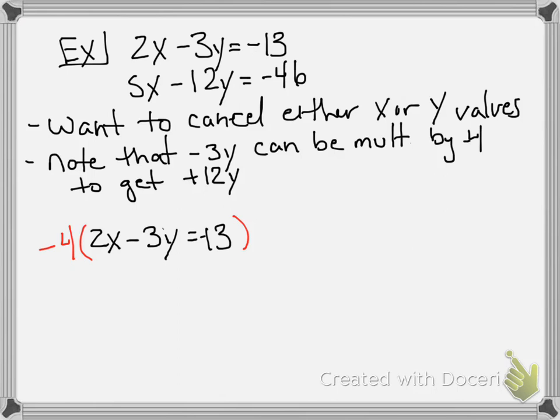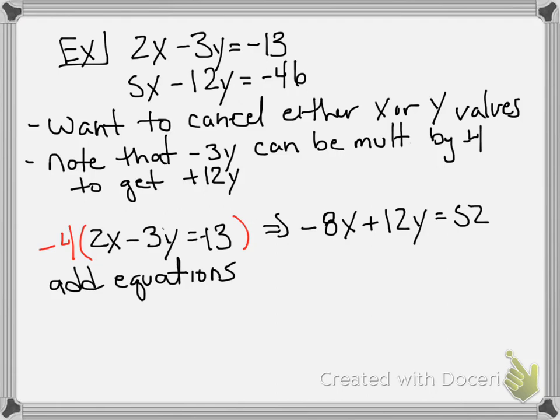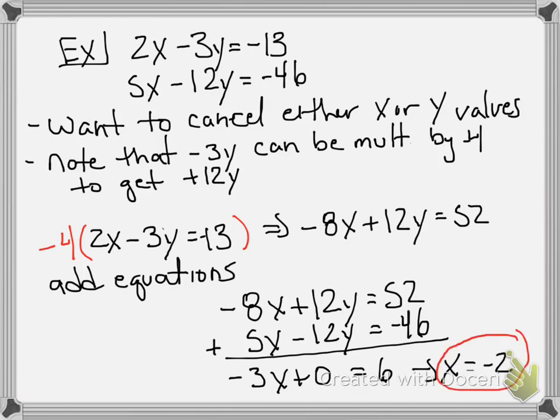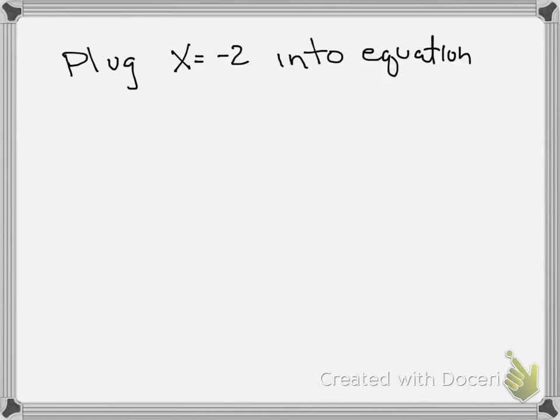I'm going to go ahead and multiply my top equation by negative 4, which gives me negative 8x plus 12y equals 52. And now I want to add this equation to my second equation. Adding up like terms, again, stacking it such that I've got numbers, y values, and x values. So my y's cancel out, which is what I was looking for. Similarly, I could cancel my x values. It really doesn't matter. And I find that x equals negative 2.